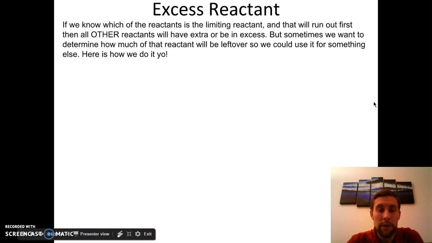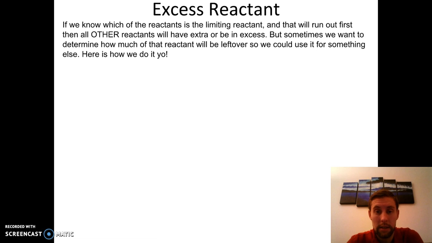If we know which of the reactants is a limiting reactant, we know that one will run out first. And then we know that the other one, assuming there's just two, there'll be an excess. If there's more than two, whichever one's not limiting, all the other ones will be excess. But sometimes we need to determine how much of that excess reactant there's going to be left over in the end. So here's how you figure that out.